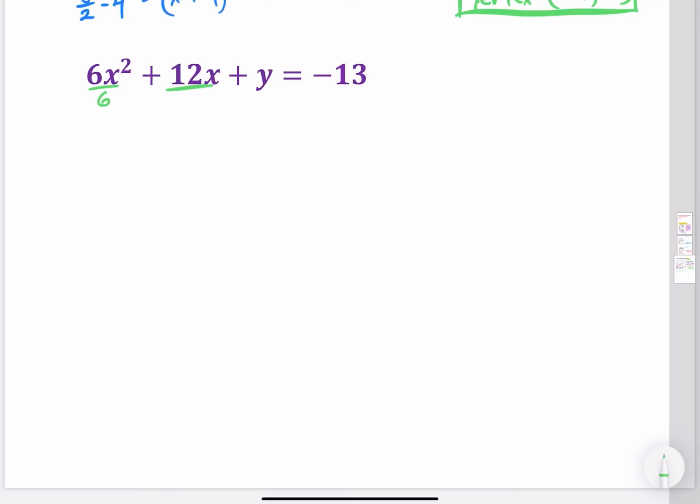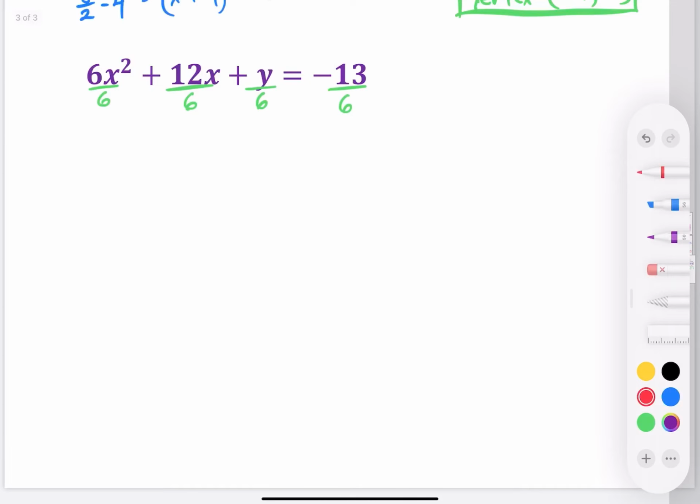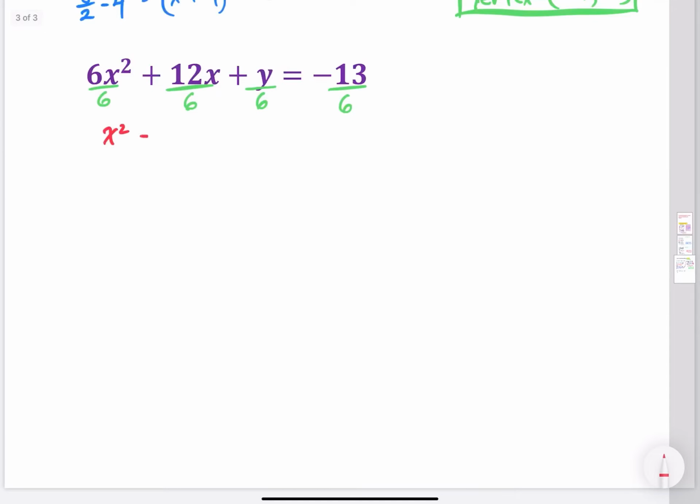And we got to do it to everybody to be fair. So that way the 6's will disappear with that x squared. So now we have x squared plus 2x plus y over 6 is equal to negative 13 over 6. And we're just going to leave it in fraction form here. It's easier if you leave it in fraction form.